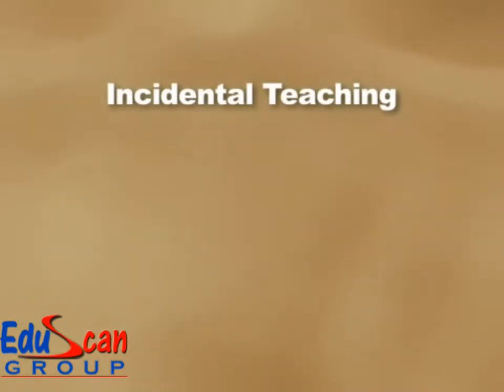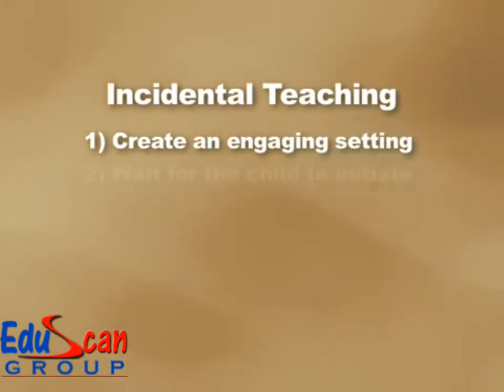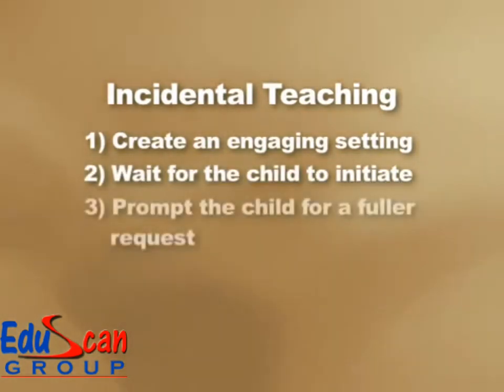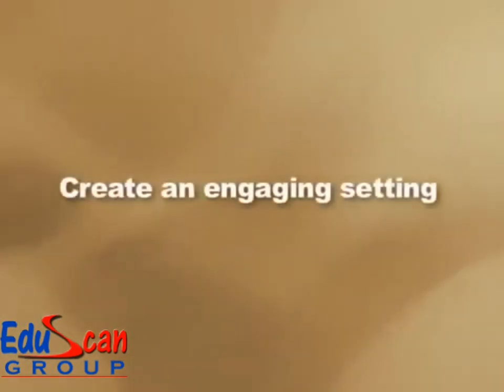There are 4 major steps of incidental teaching. First, create an engaging setting. Second, wait for the child to initiate. Third, prompt the child for a fuller request. Fourth, provide the desired outcome.